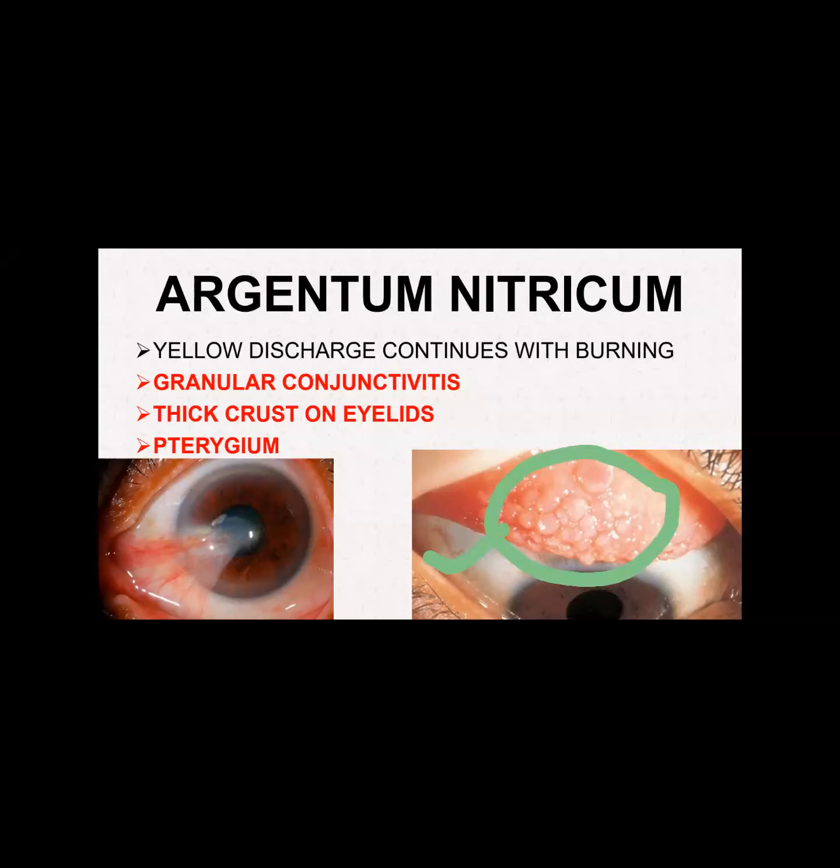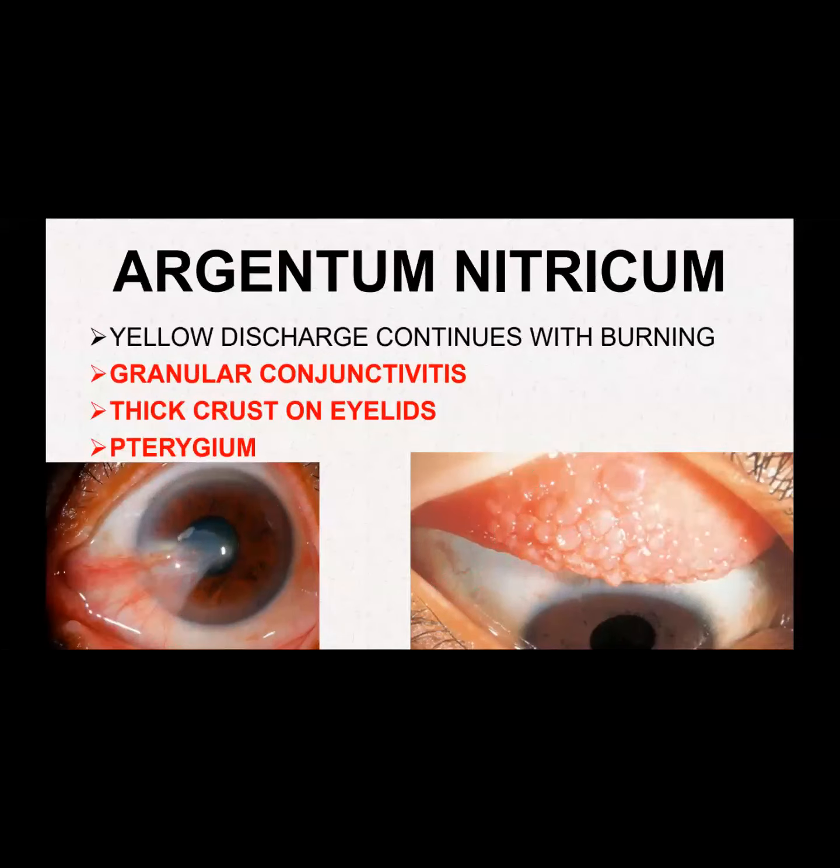And many times, not initially, but pterygium is also seen in cases of Argentum nitricum. Pterygium is basically a growth of tissue covering the pupil, going towards the pupil. That is known as pterygium, and it is more pronouncedly seen in Argentum nitricum. So commonly, Argentum nitricum is more pronounced in granular conjunctivitis, having yellow discharge, crust on the eyelid, and sometimes pterygium.